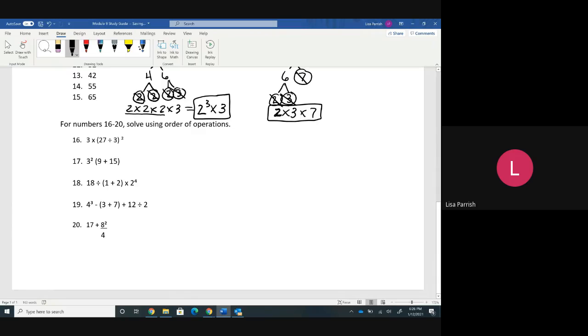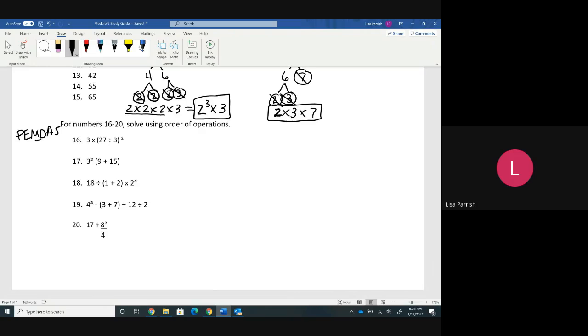Last section on the review and the quiz is order of operations, solving using order of operations. Remember, this is PEMDAS. Please excuse my dear Aunt Sally. The P tells us to work parentheses first. The E tells us to do exponents first.